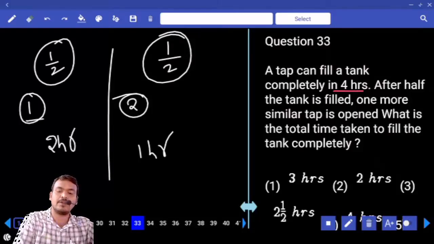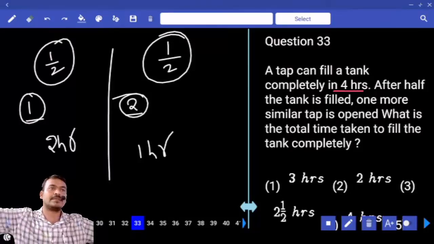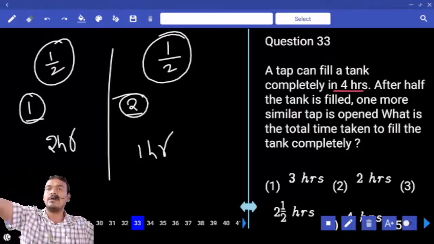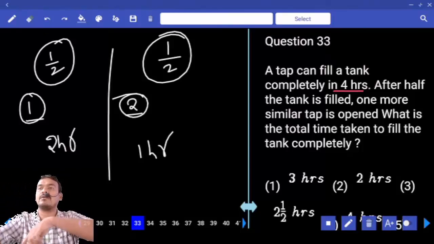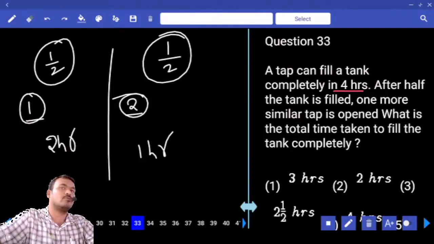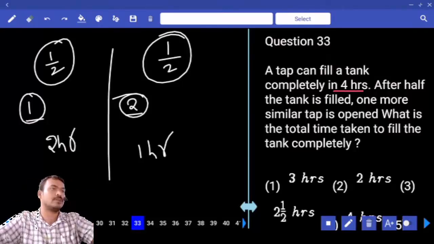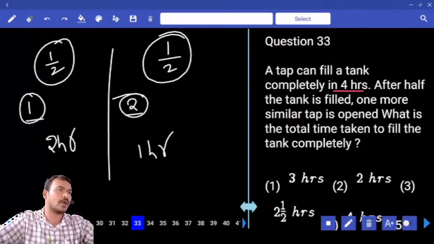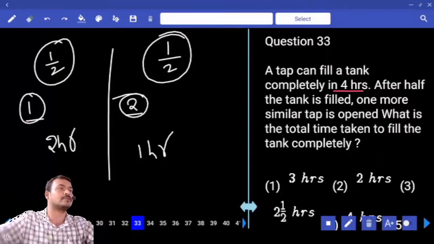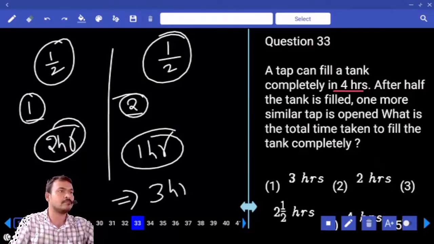Because efficiency will be double. First half tank, 1 pipe is working. Second half tank, 2 pipes are working. Means efficiency is double. Efficiency double means time will be half. What is the inverse of 2? 1/2. Efficiency ratio 1:2 means time ratio is 2:1. First half tank is filled in 2 hours. Next half tank is filled by 2 pipes in 1 hour. Total time is 3 hours.